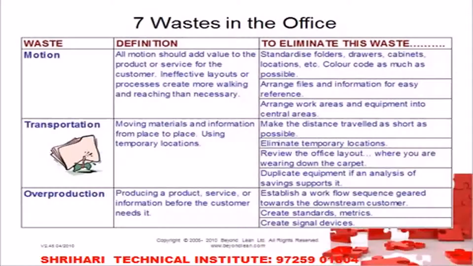Transportation. This is the moving of materials and information from place to place, using temporary locations, for example. So to get around this, make the distance travelled as short as possible. Eliminate temporary locations. Review the office layout. Look where you're wearing down the carpet. Duplicate equipment if an analysis of savings supports it.